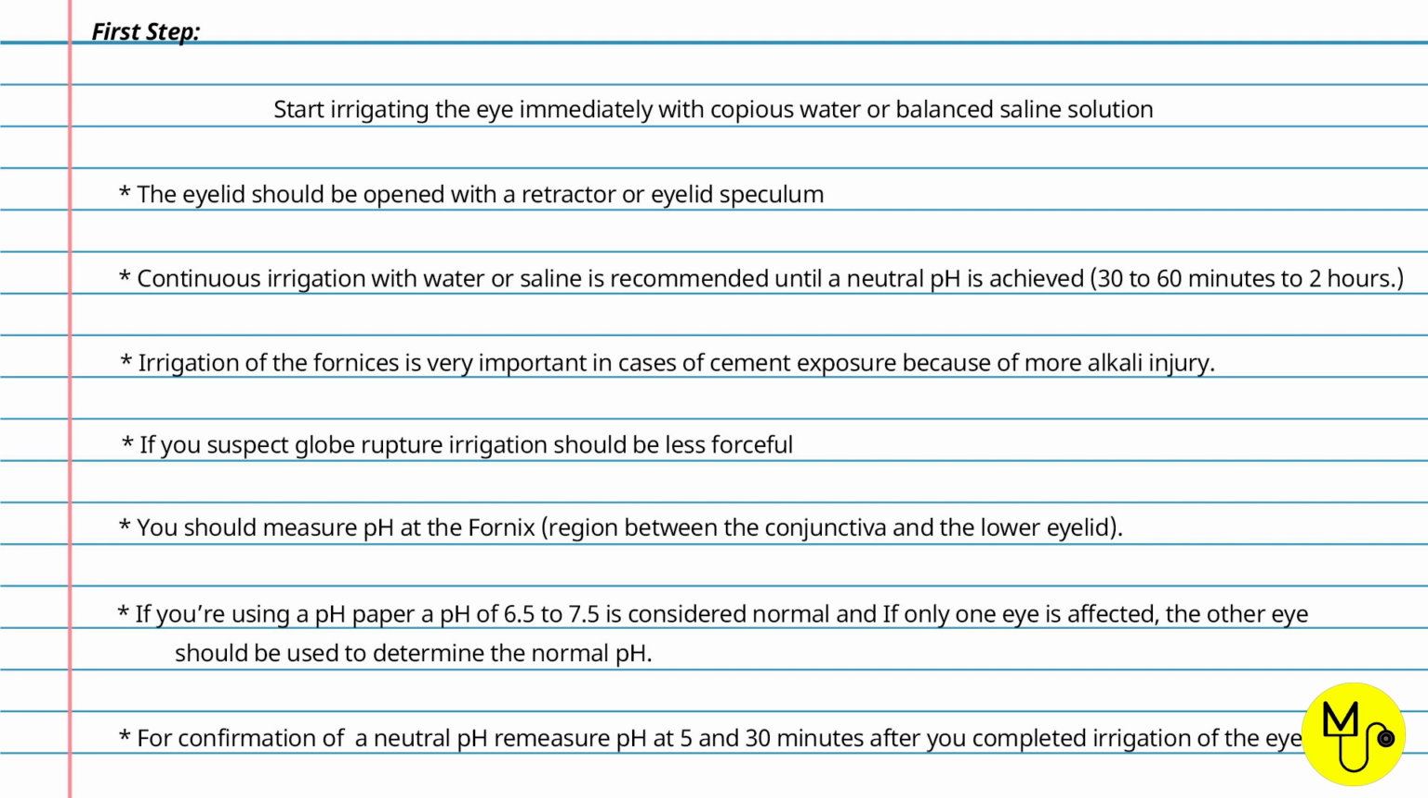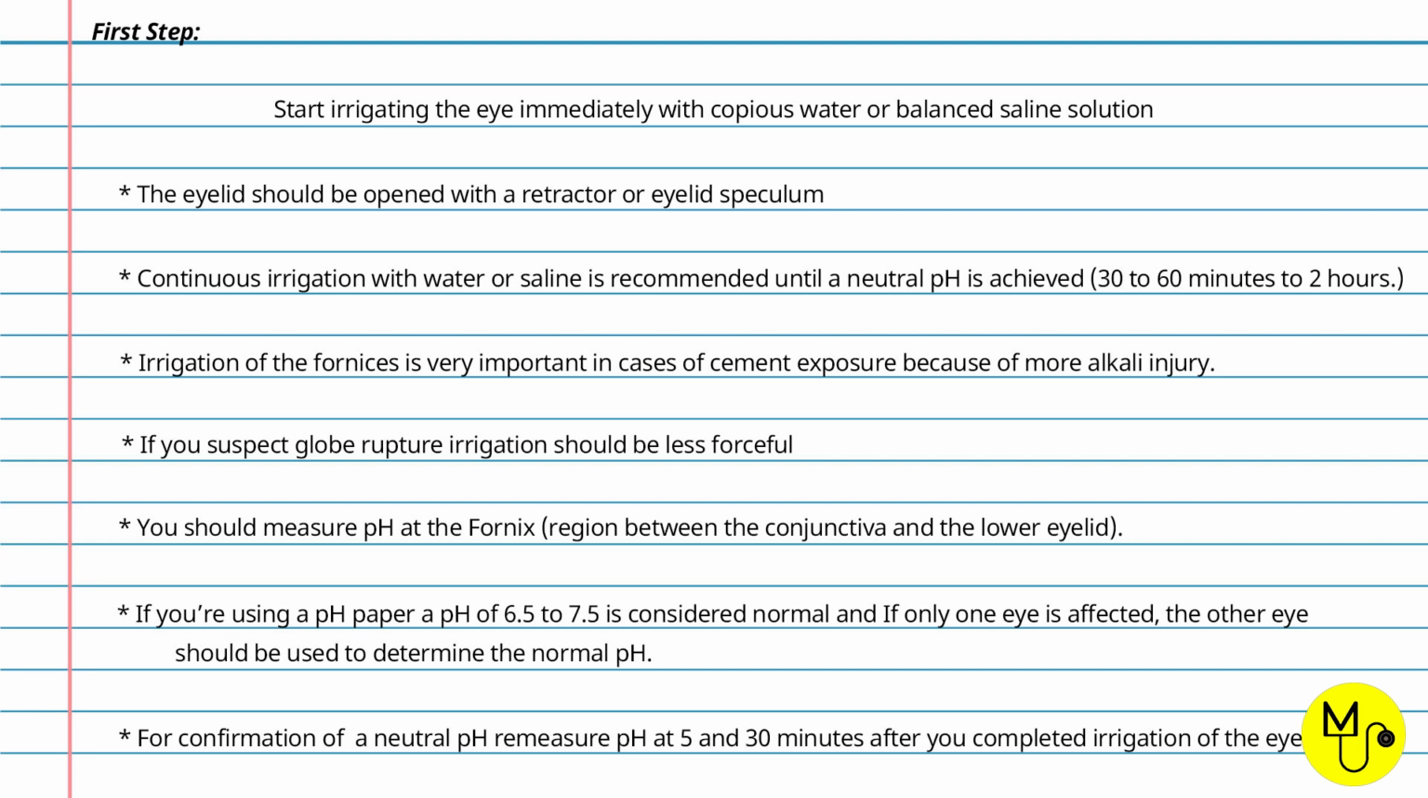We have to remember to irrigate the fornices in cases of cement exposure, because of more alkaline injury. If you suspect a globe rupture, the irrigation should be less forceful. You should measure the pH at the fornix.